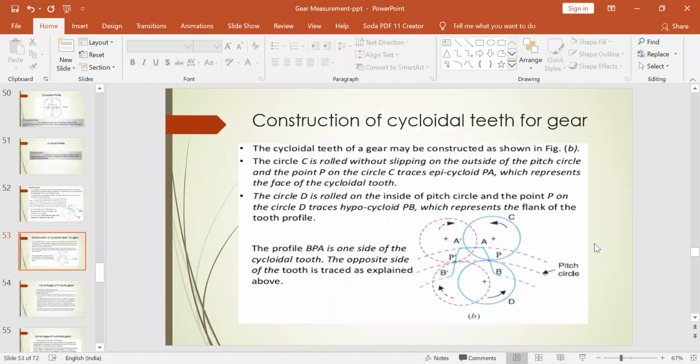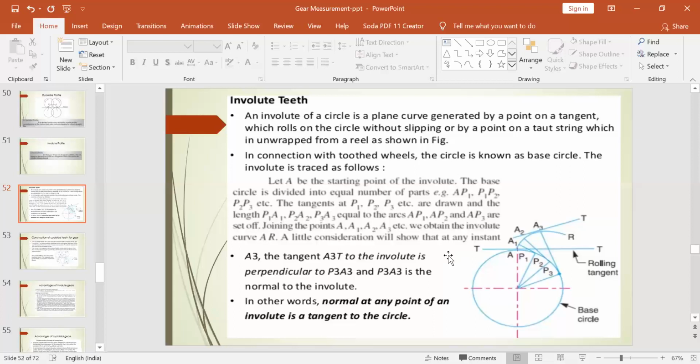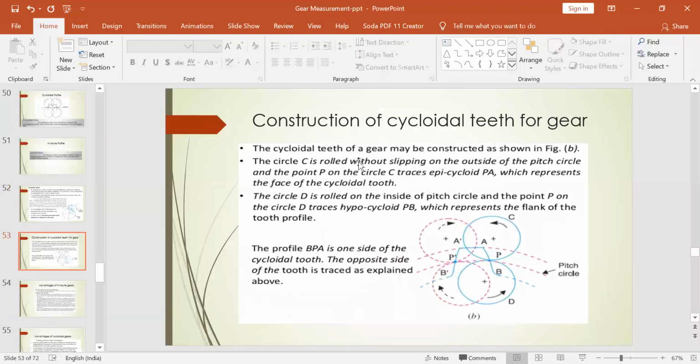the construction of a cycloidal gear tooth. In this, I told you the same thing, the cycloidal profile. The cycloidal teeth of the gear can be constructed as shown here. So this circle C is rolled above the pitch circle without slipping. If it is rolled above the pitch circle, you will get the epicycloid, and if it is rolled below the pitch circle, you will get the hypocycloid.